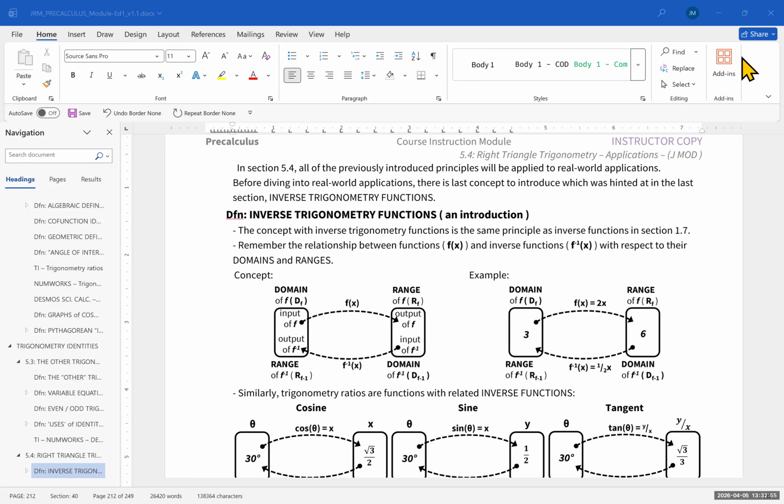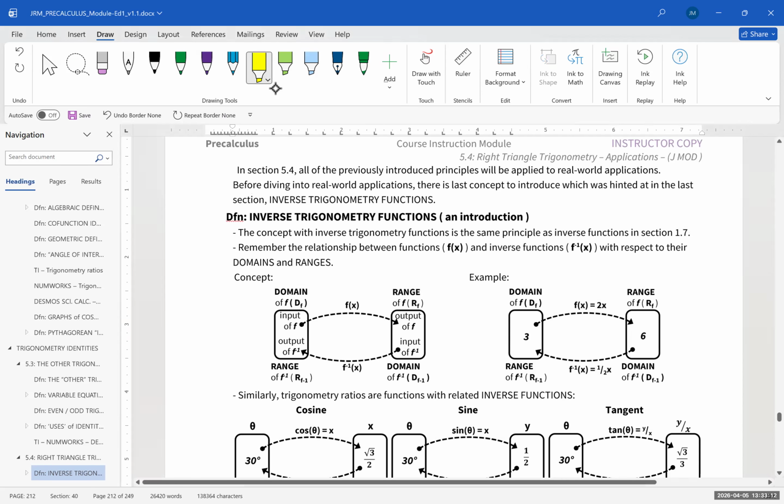Okay, so in this section, we're going to be looking at applications of right triangle trigonometry. And in order to do so, we first need to have an introduction to inverse trig functions.